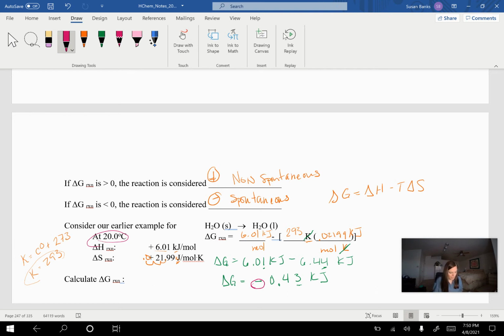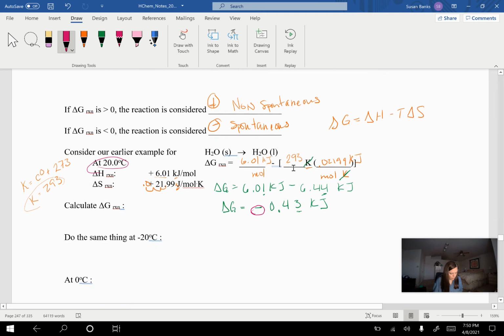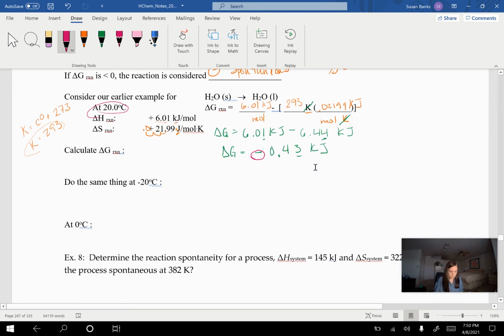Okay, now let's check this out for negative 20 degrees. We're going to do the same thing, same equation here. We still are going to have the same delta H and the same delta S. What's going to change, though, is the temperature. So our temperature is going to be 273 now minus 20. So our temperature is now going to be 253 Kelvin.